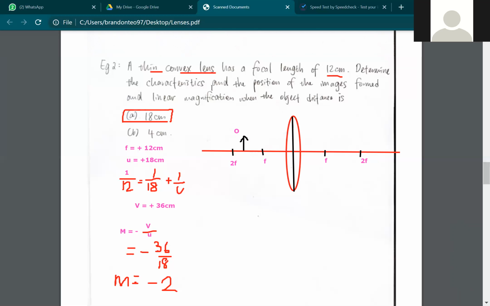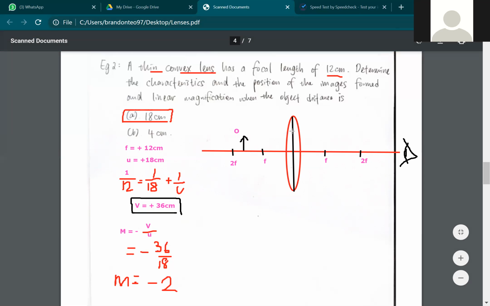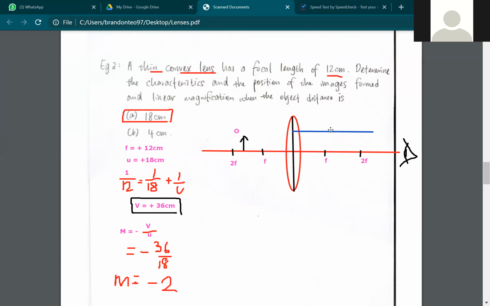Now, where is your image? Your image should be on the other side. Where is your eye? Your eye position is here, right? So the image you see, v, is positive 36. It is on the other side and it is 36 cm away. If you measure 36 cm away, until here, the blue line, let's take it as 36. It should be greater than 2f because 2f is only 24. So this is 36 cm, further away than 2f.